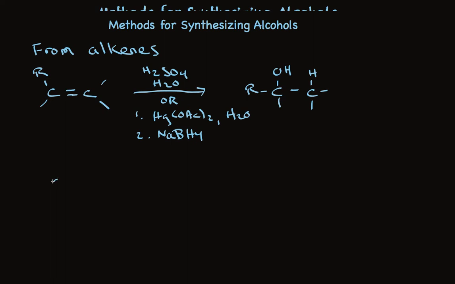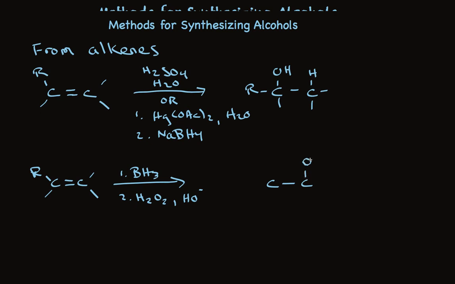Alternatively, if we treat that alkene with borane in an initial step and then, in step 2, hydrogen peroxide under basic conditions, we also add water to that double bond, but the regiochemistry is the other way around, so the OH group ends up on the less substituted carbon.